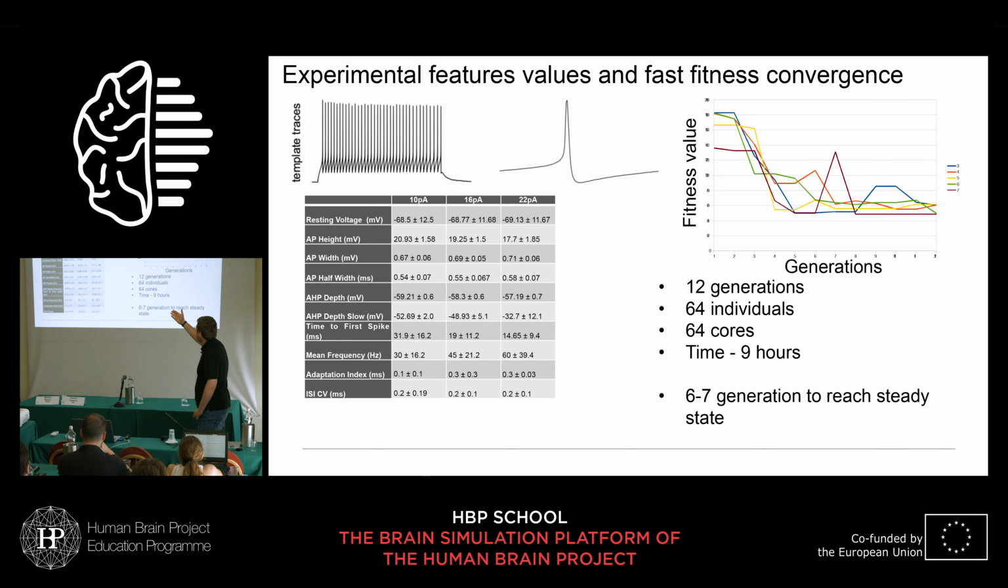So I have a template, that is the upper trace, which I used to obtain resting voltage, AP width, AHP depth, and so on, frequency, adaptation index. So all the features that I have to use in the actual optimization with all the possible combinations. So 10 picoampere, 16 picoampere, 22, etc.